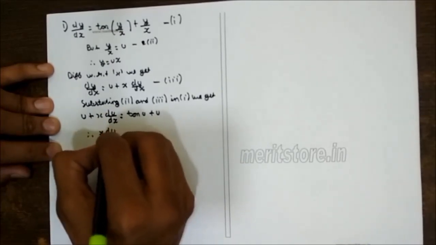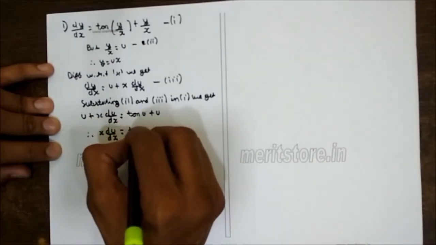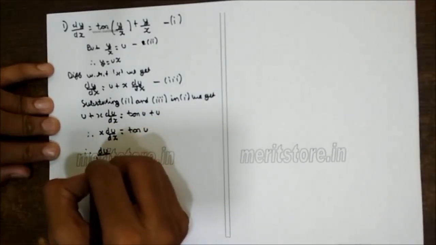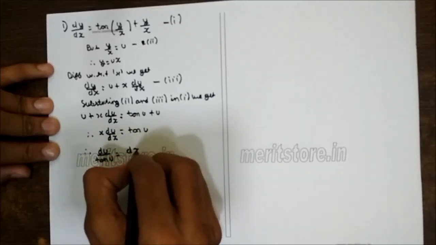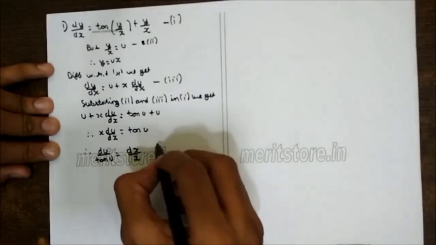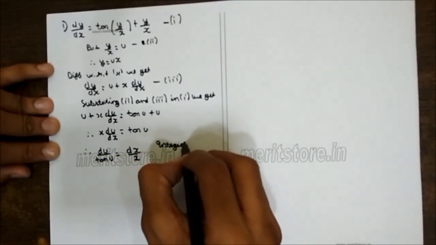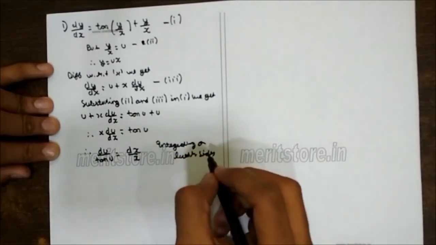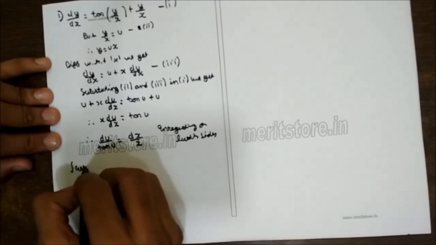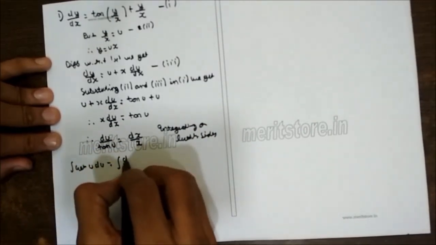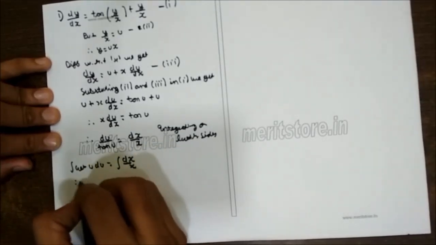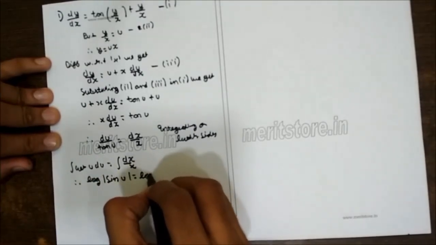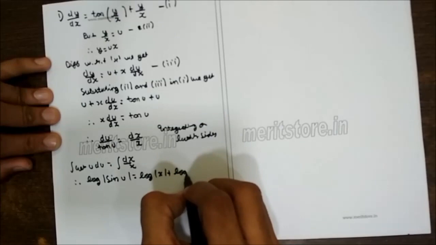Therefore x du upon dx is equal to tan u. Therefore du upon tan u is equal to dx upon x. Now integrating on both sides, we get integration of cot u du is equal to integration of dx by x. Therefore log sin u is equal to log of mod of x plus log of mod of c.